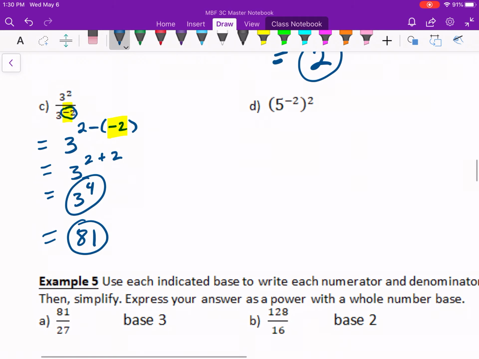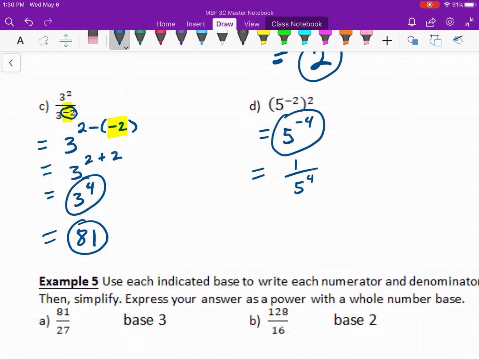And then we have powers of powers. We know in this case we're going to multiply the exponents together. Negative 2 times positive 2 equals negative 4. So there's our single power. Now we'll go 1 over 5 to the positive 4. 5 to the positive 4 equals 625. And so that would be the answer for this one.